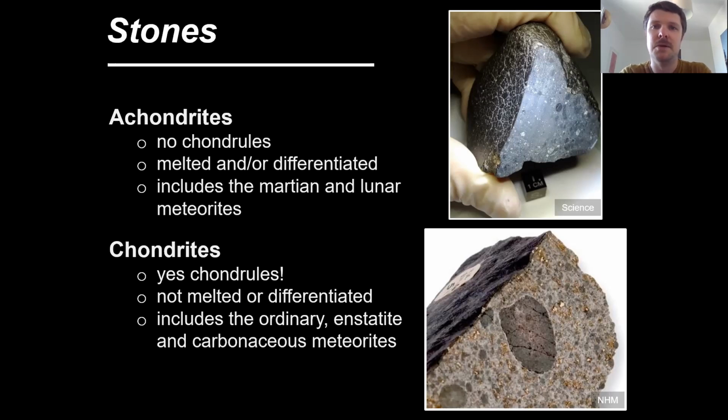So most of the achondrites that we find come either from Vesta. We have a whole group of meteorites called the Howardites, the eucrites and the diogenites that have been linked to the surface of Vesta. But we also have achondrites that come from Mars, so there are about 200 or so Martian meteorites, and we have about 200 or so lunar meteorites. These were made through the melting of rock on the Martian surface and on the moon.